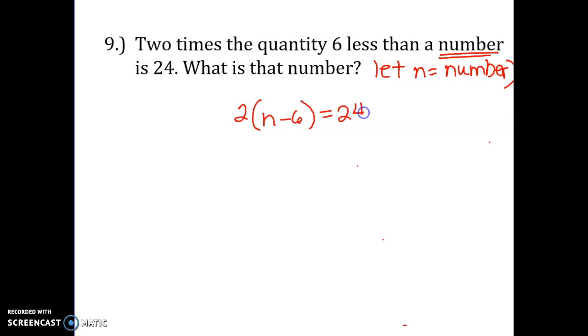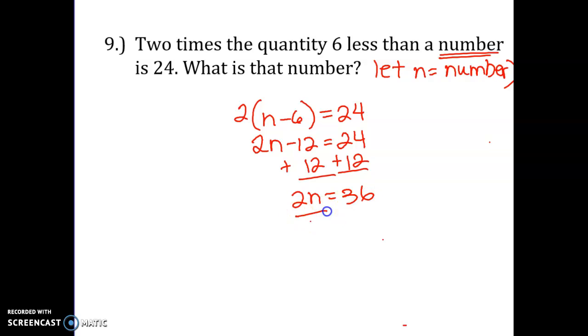Should be 24. And this one should be super easy. 2n minus 12 is equal to 24. We add our 12 to both sides. 2n is going to be equal to 36, so that when we divide by 2, our n is equal to 18. So our number is 18.